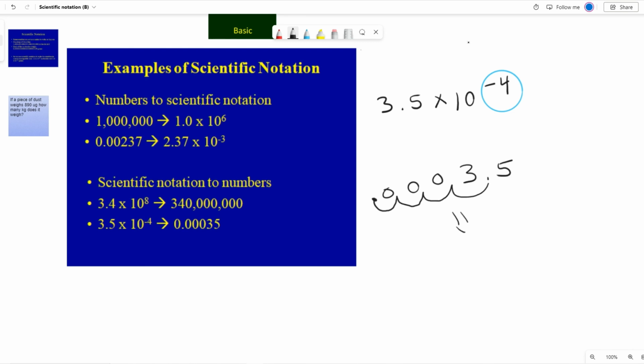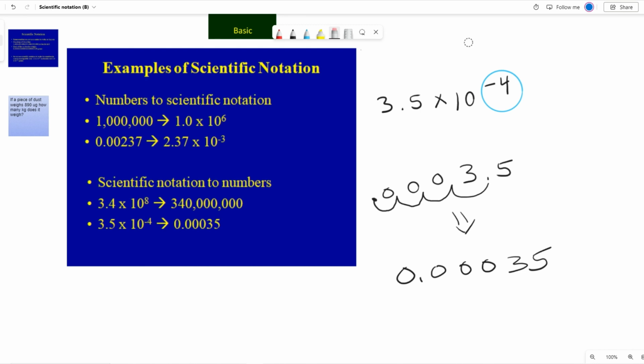So that comes out to 0.00035. So if you have 3.5 times 10 to the negative 4th and you convert it into an actual number, it would be 0.00035. So there's a couple examples of converting numbers into scientific notation or scientific notation into numbers.